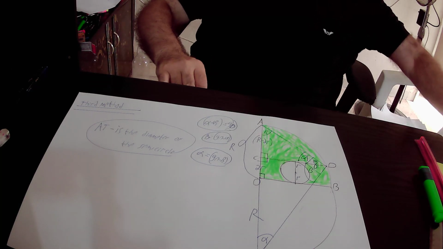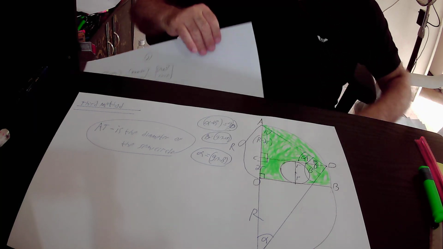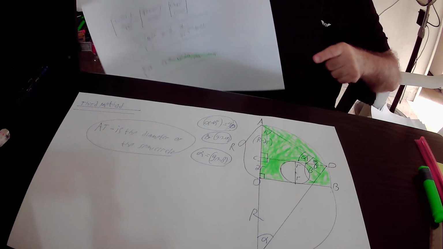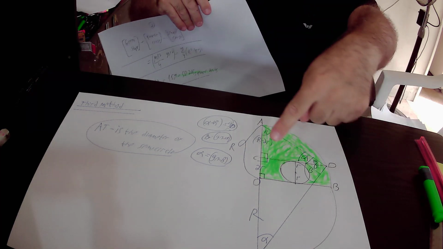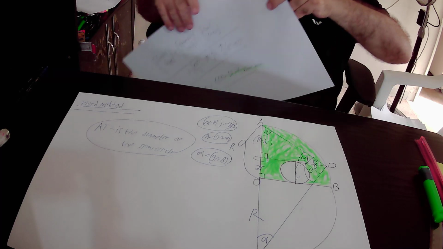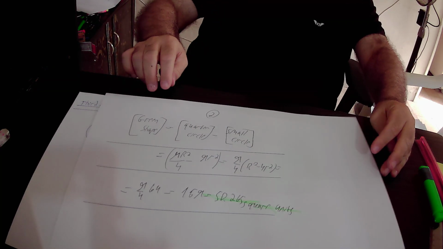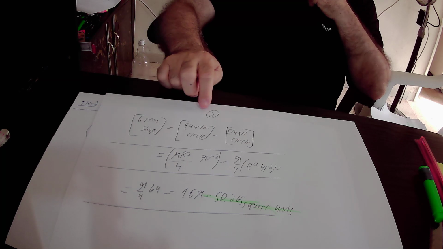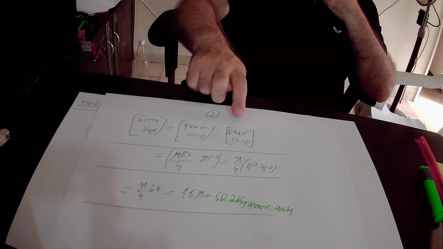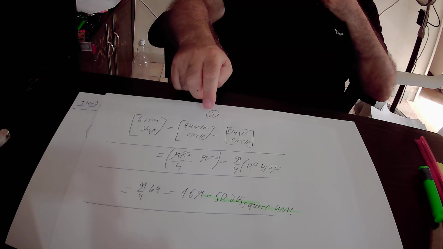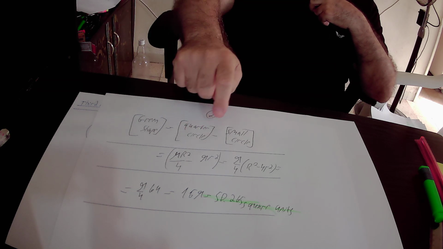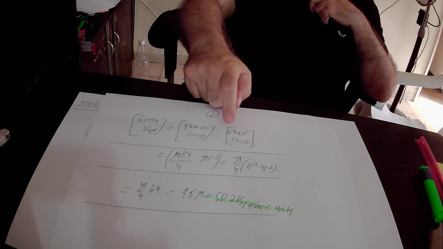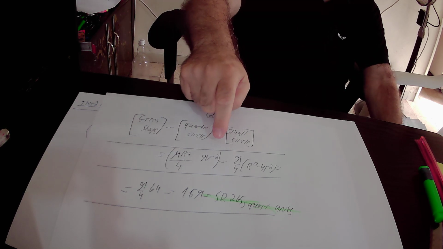But what is the area of the green shape? The area of the green shape equals the area of the quarter circle minus the area of the small circle. The area of the quarter circle is pi times capital R square over 4, minus the area of the small circle. The area of the small circle is pi R square over 4.